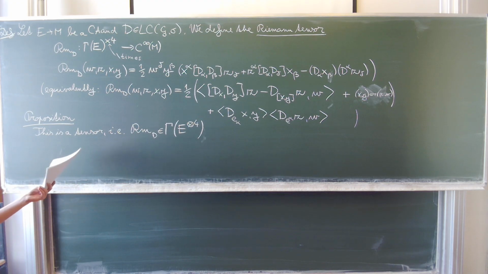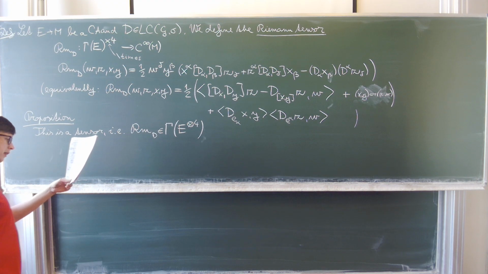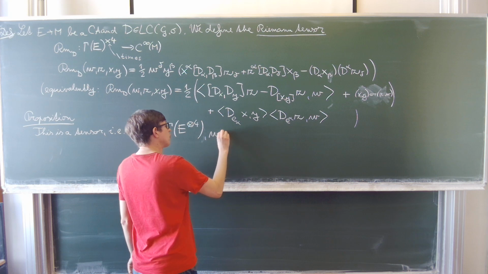I.e. Riemann D is actually a section of the fourth power of this. Remember that E is identified with E dual because there's a pairing. And this has the following symmetries.